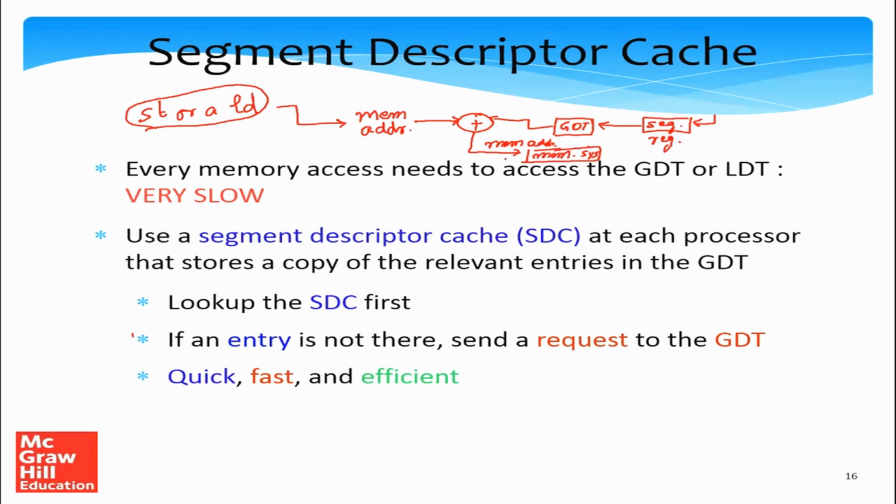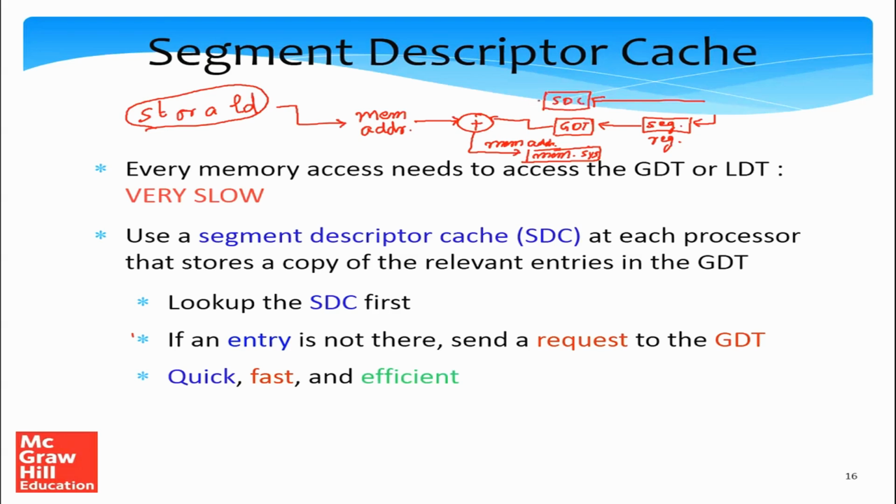So does it mean that for every memory access we need to access the GDT or LDT? That would make things very slow. So let us instead have the same mechanism but try to speed it up. Let's use a segment descriptor cache, an SDC, at each processor that stores a copy of the relevant entries in the GDT, which is, in my opinion, our opinion, everybody's opinion, a much faster route. So what we do is define a shortcut: a segment descriptor cache.